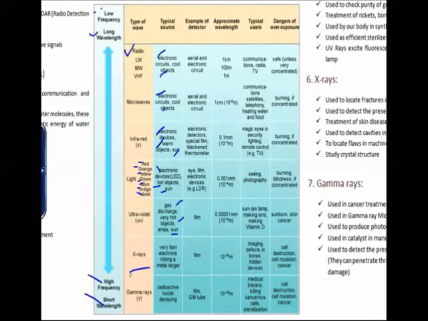X-rays are produced by very fast moving electrons hitting a metal target, and gamma rays are generated by the decay of radioactive nuclei. The entire universe is a source of gamma rays.